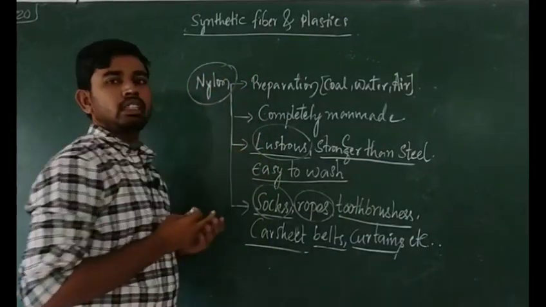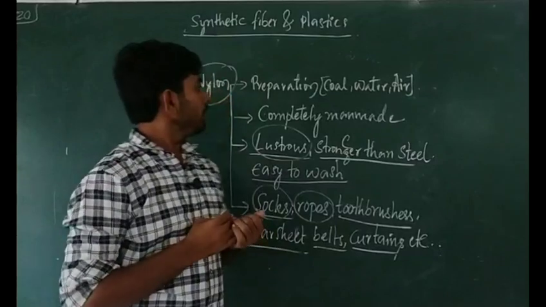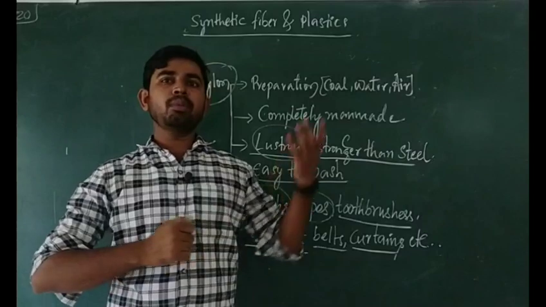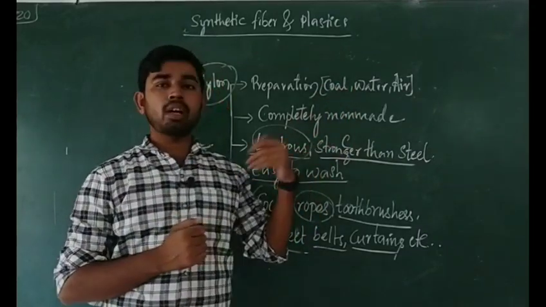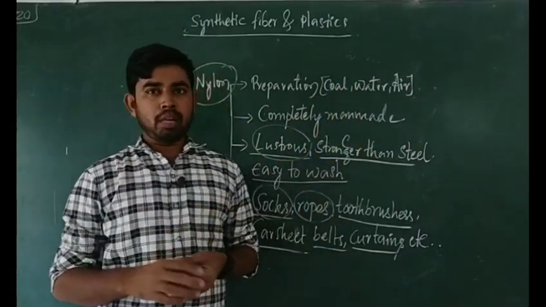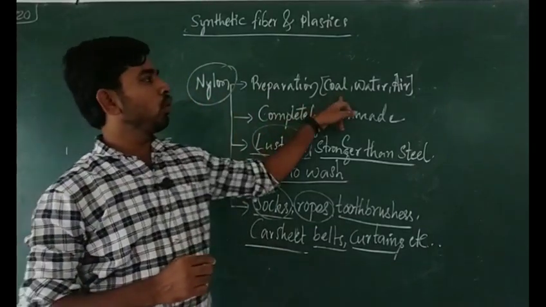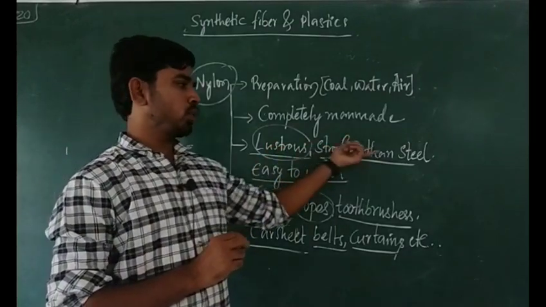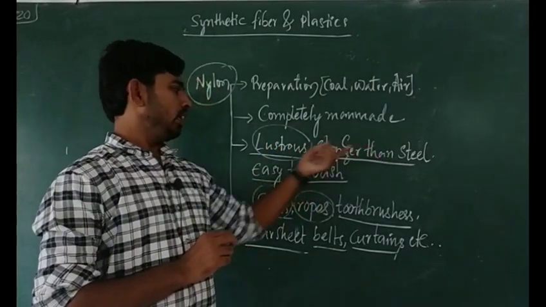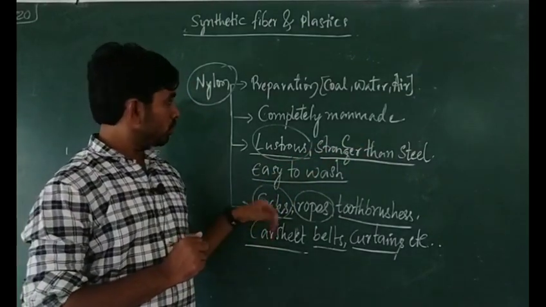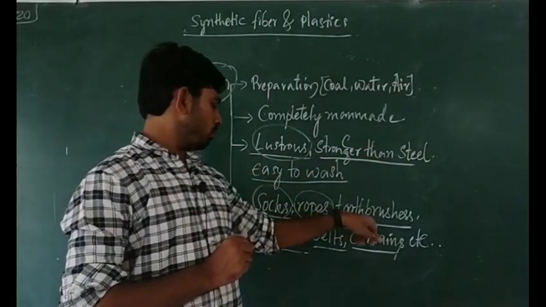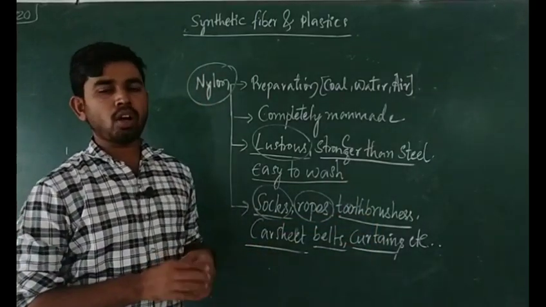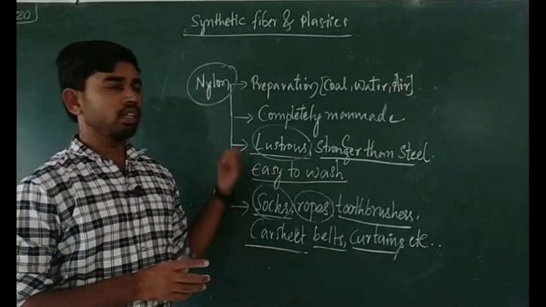So nylon is a completely man-made fiber without using any raw material from nature. I mean without using any raw material from animals or plants, we can prepare nylon by using coal, water and air. And what are the properties? Shining property, stronger than iron thread, easy to wash. Where can we see the usage of nylon? In socks, ropes, toothbrushes, car seat belts, curtains, parachutes, etc. Rock climbing ropes are also prepared using nylon.